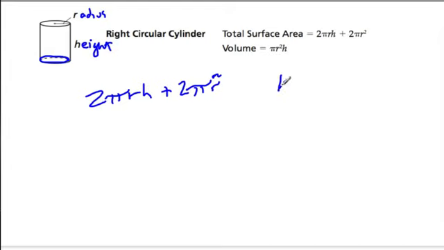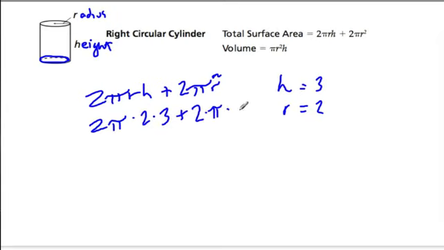So let's say we're given a height of 3 and a radius of 2. When this happens, we can apply it in the formula. So 2 times pi times r, which is 2, times height, which is 3, plus 2 times pi times r squared, which is 2. So again, be careful when you have the exponent. Deal with that first. It's 4 times pi times 2 plus 6 times 2 times pi.